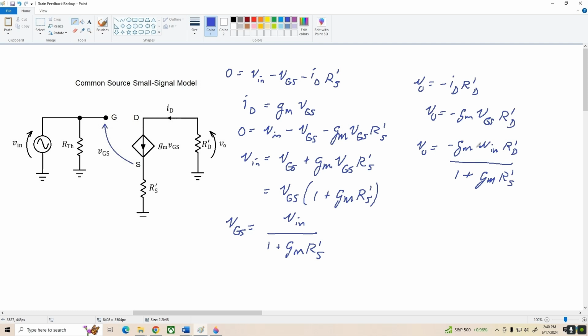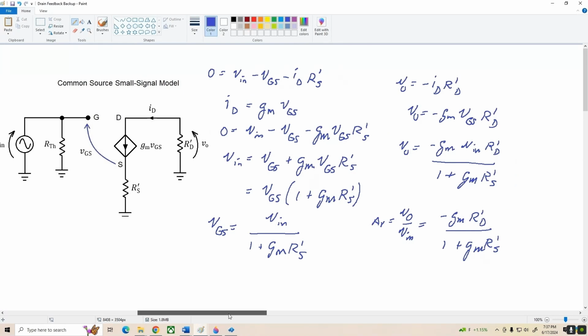And if I divide both sides by Vin, I get voltage gain, that is AV equals Vout over Vin, which equals negative gm times R'D divided by (1 plus gm times R'S). And there we go. There's our equation for the voltage gain of the unbypassed common source amplifier.